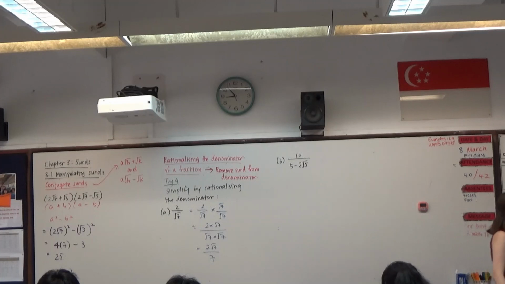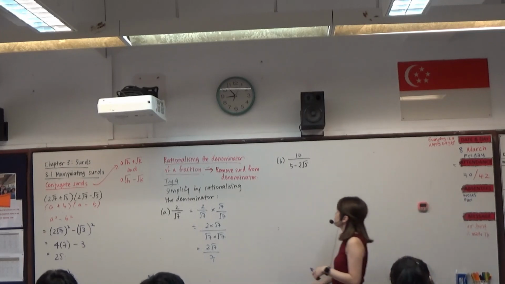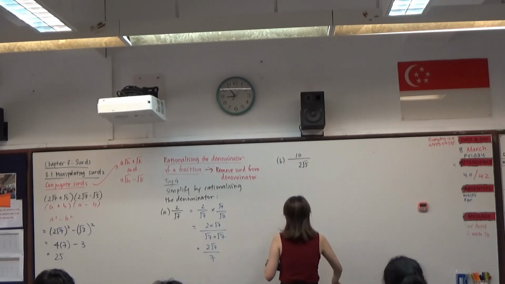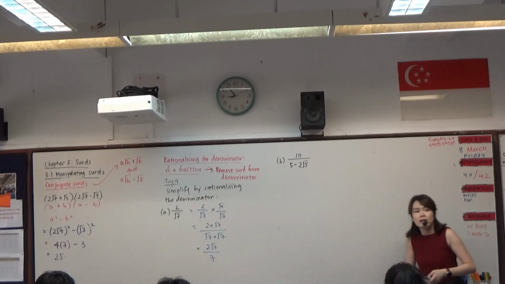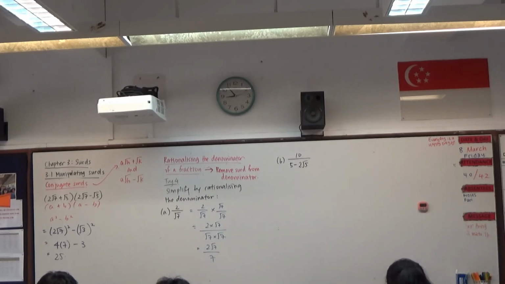Right. Now let's consider part B. Part B is slightly different because in our denominator, we now have an expression of 5 minus 2 root 5. Okay, how am I going to decide what to multiply?